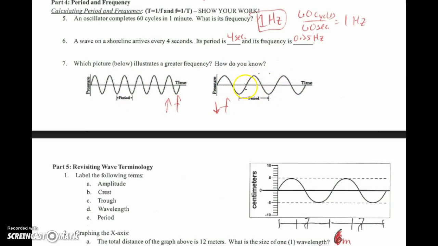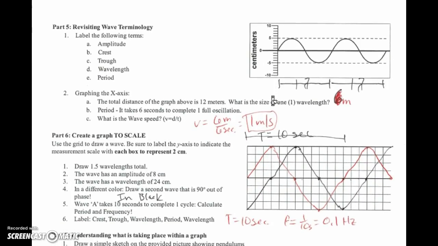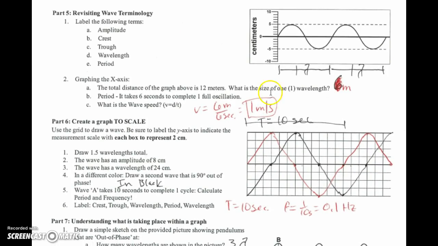There are fewer oscillations in a unit of time. Part 5, moving on to the last page. The labels, you should be able to label these. That's kind of just a revisitation of it.